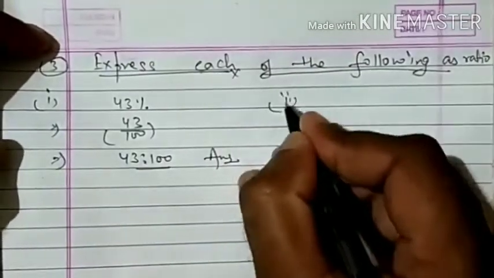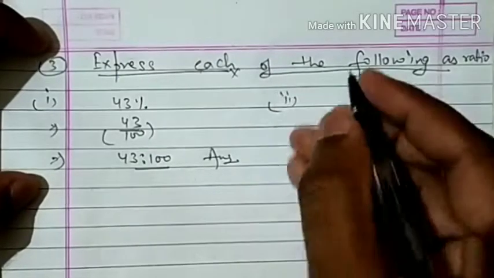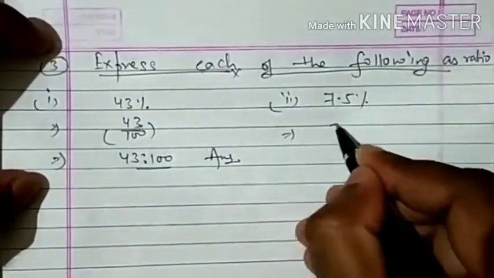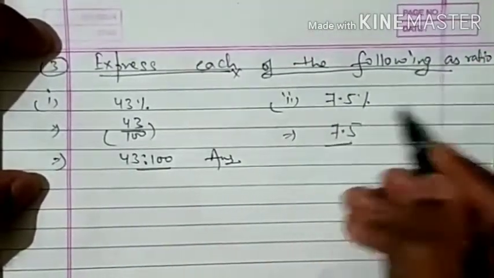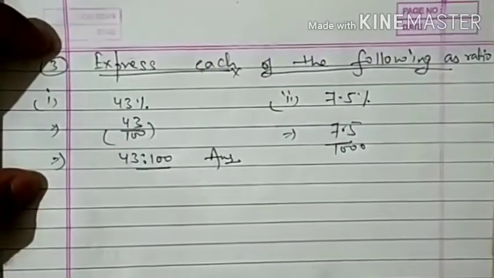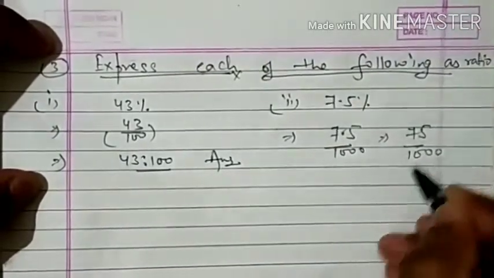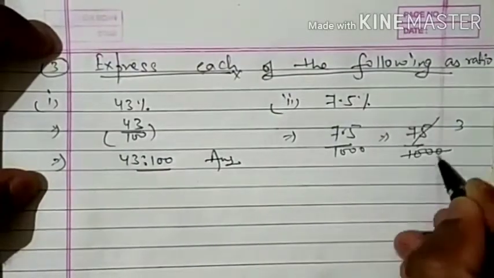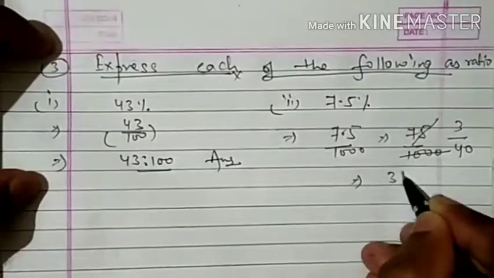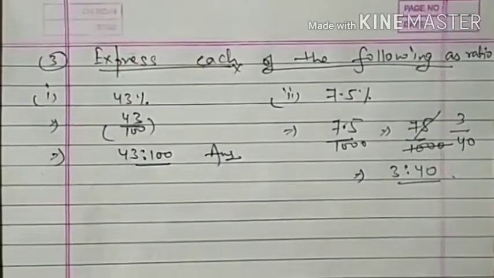The second question of this type is 7.5%. So what do we write? We write 7.5 and we will remove the percent sign with 100. And if you remove the decimal, what do we get? One more 0. So we can write 75 by 1000. 25 times 3 is 75, 25 times 40 is 1000. So 3 ratio 40. This is our required answer.